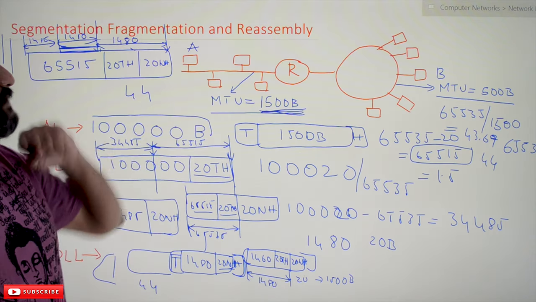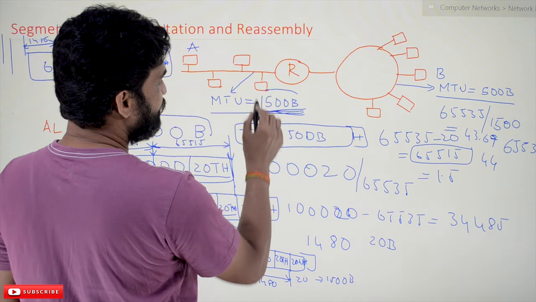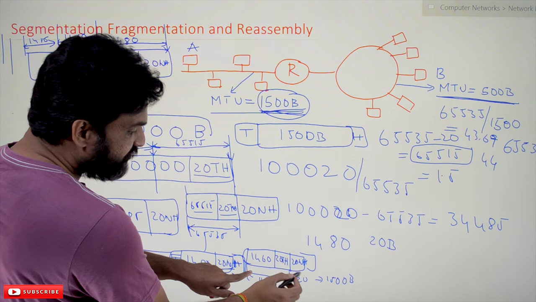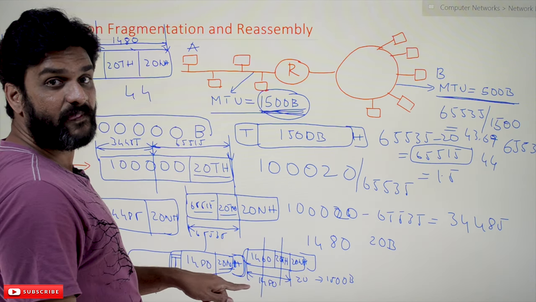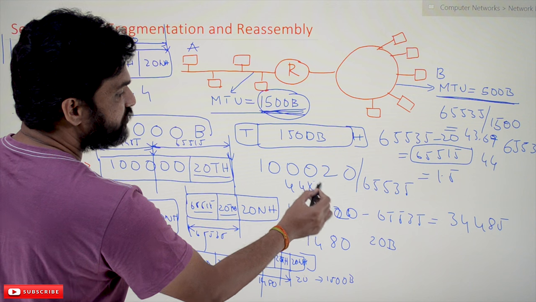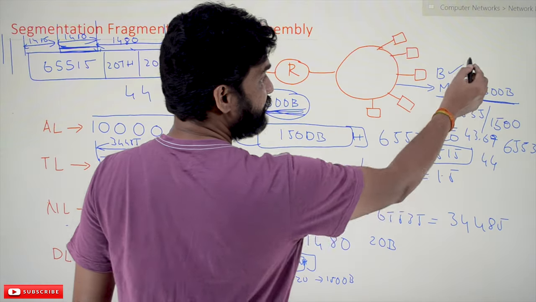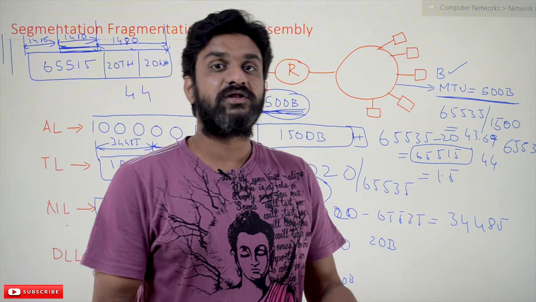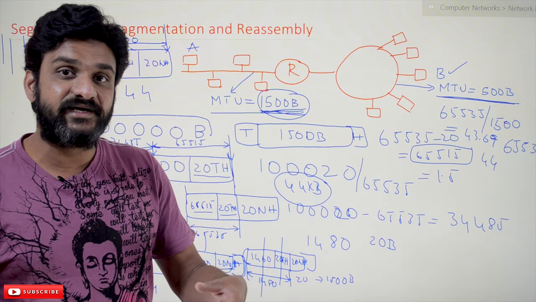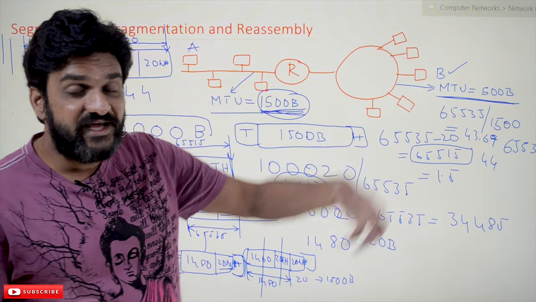And what about reassembly? Here it is getting transmitted over a network with a capacity of 1500 bytes again. So each piece of 1500 bytes is again divided into three pieces, which means 44 into 3, that many number of data link layer frames will be received at the receiver. Gathering all those, taking out the headers and assembling the content in the way that has been transmitted is done at the destination. At the destination, reassembly will be done.